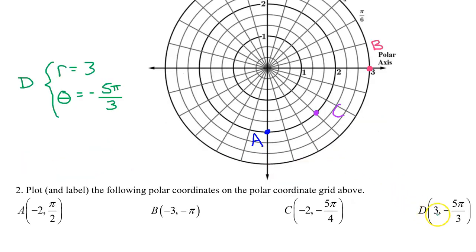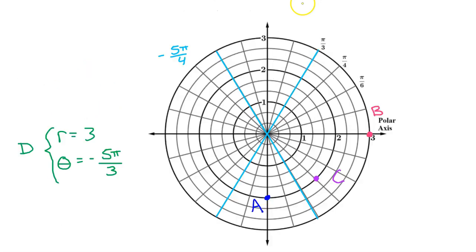For point D, r is equal to 3 and theta is equal to -5 pi over 3. Here are all the angles with a reference angle of pi over 3. Since theta is negative, we will rotate in the clockwise direction. We can think of pi as -3 pi over 3, and we can think of 2 pi as -6 pi over 3. So -5 pi over 3 will be right here, pi over 3 before -6 pi over 3.